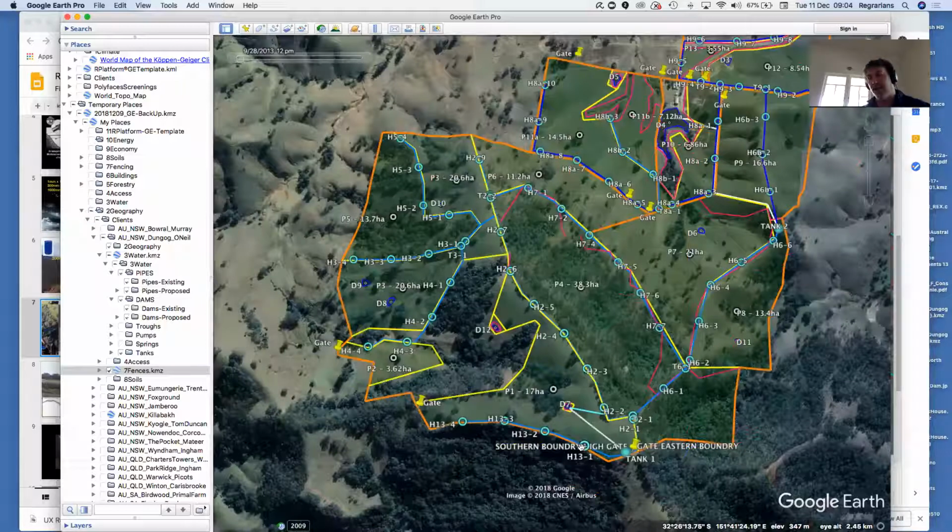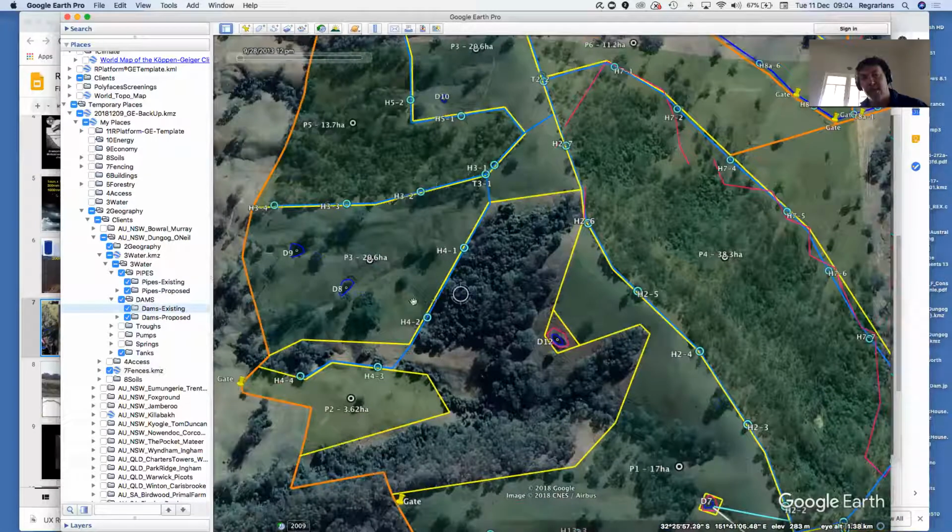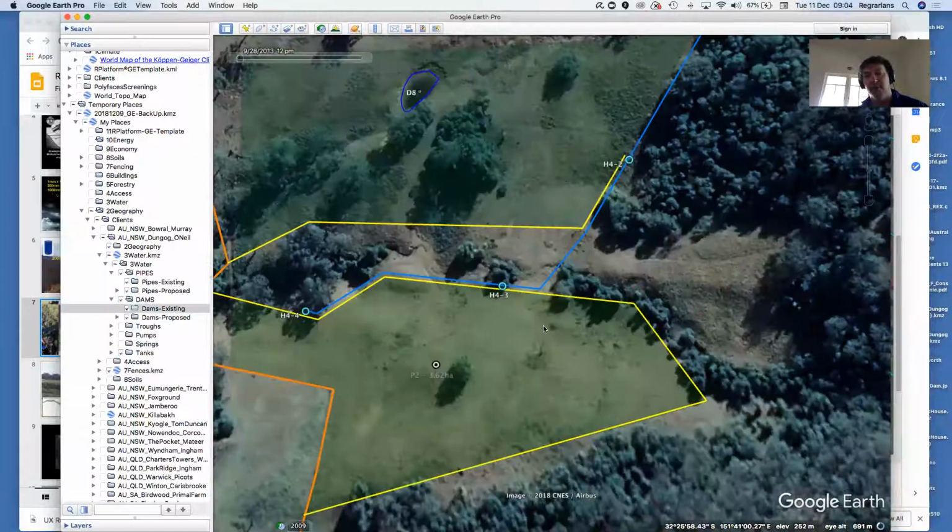And so for those of you who are interested in setting up a bit of a water plan over the coming weeks, you might want to look at a template like this, where I've set up the Google Earth template so that it follows the Agrarians platform. You've got existing and proposed dams and so on. So if we just look at the pipe systems, there's a lot of dams on this property. Most of them are now going to be redundant, apart from a couple.